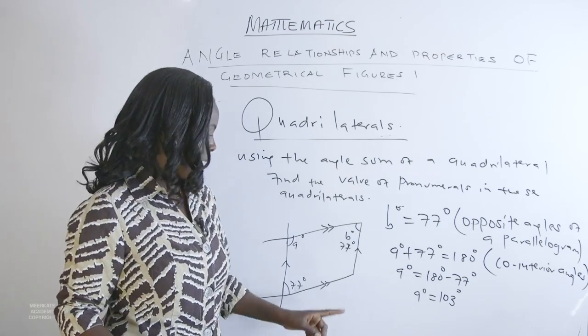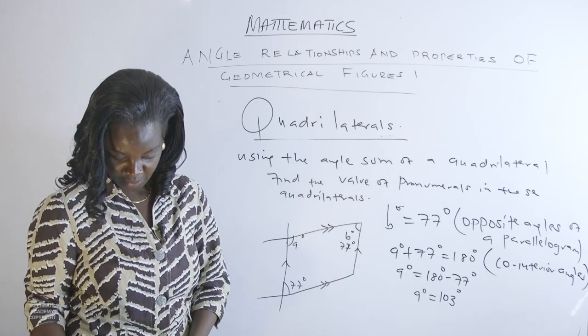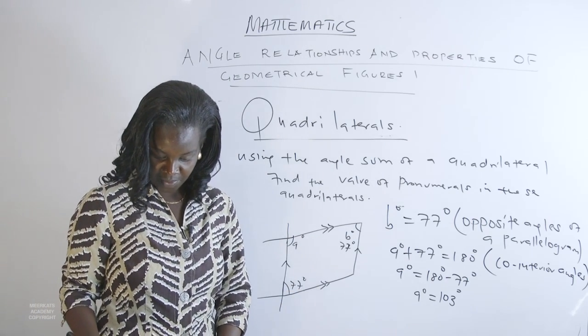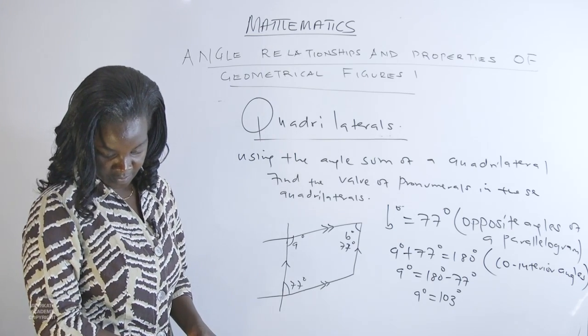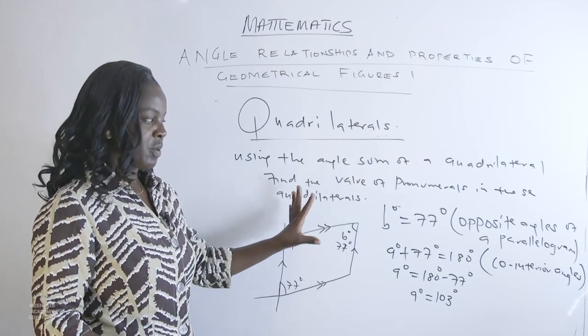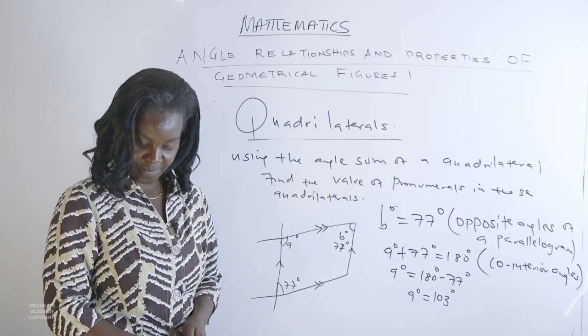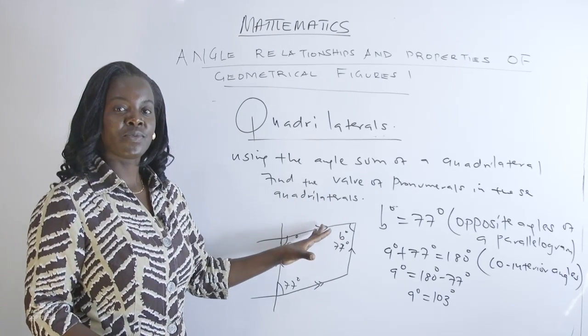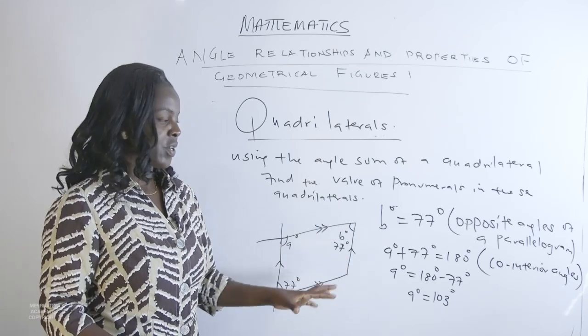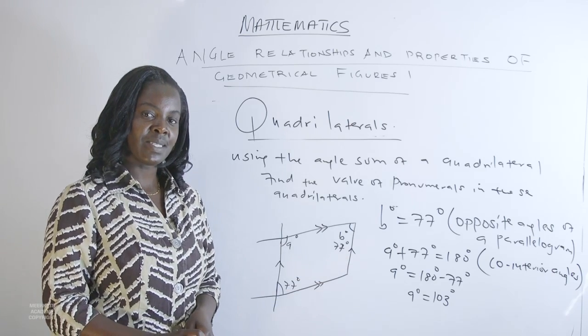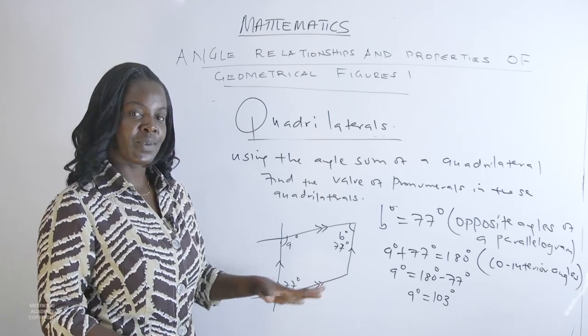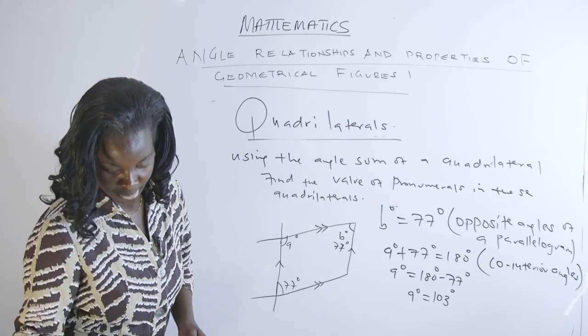So A is 103. So we can now apply all the concepts that we have learned of a triangle, of cointerior angles and supplementary angles, and also parallelograms and all the quadrilaterals.